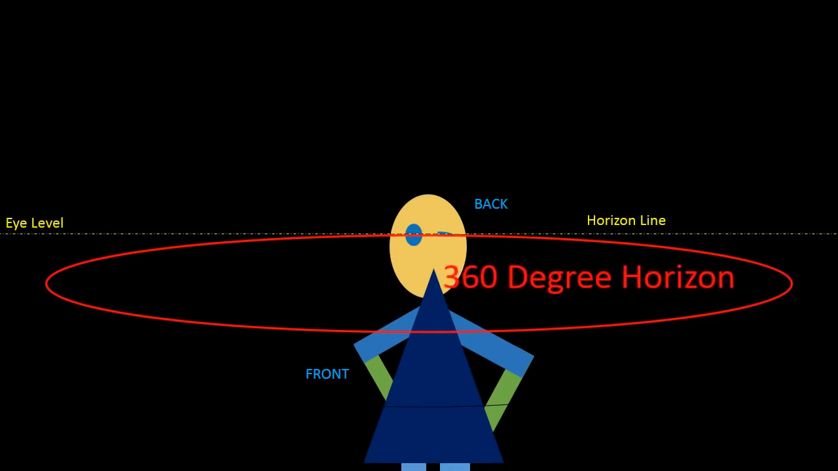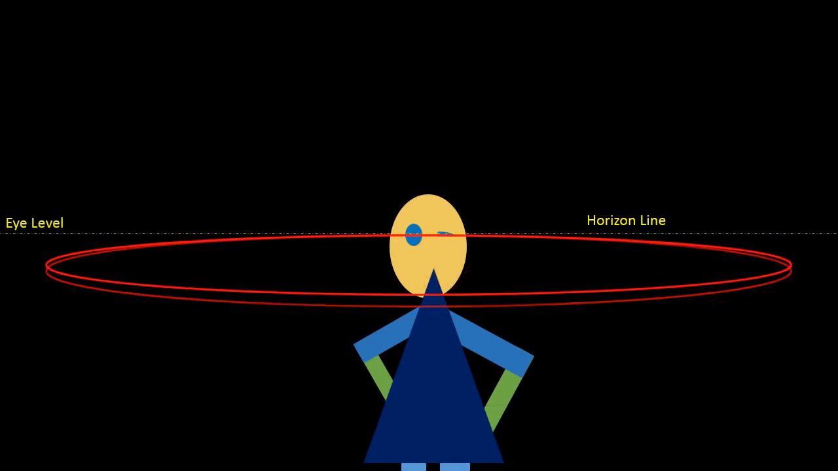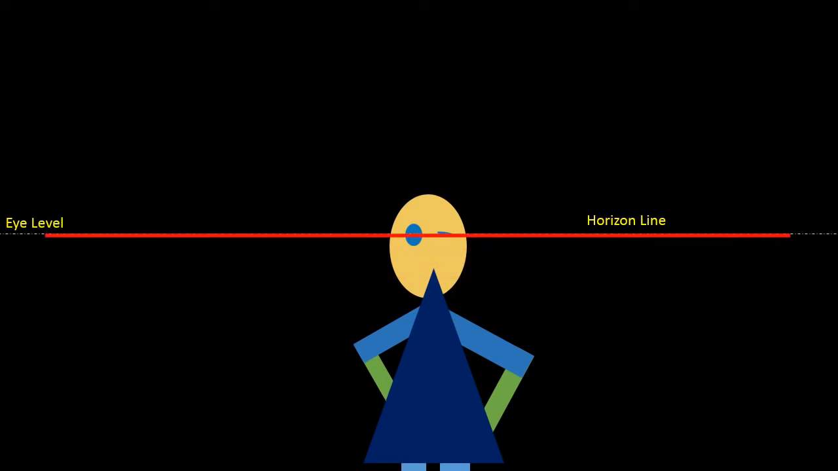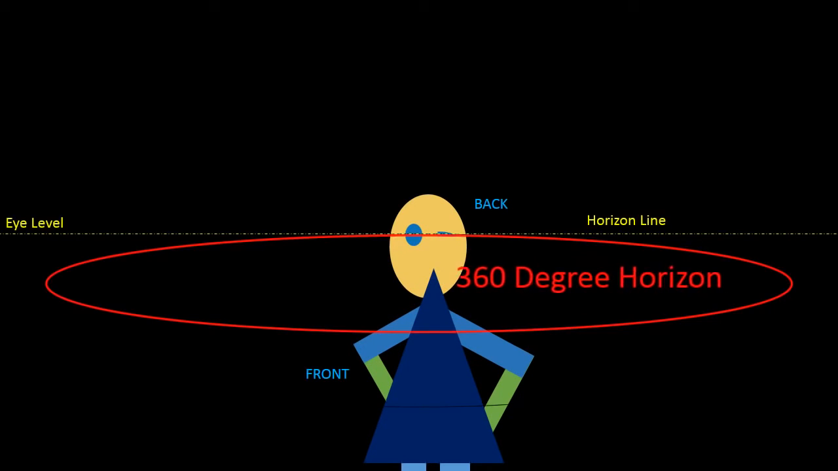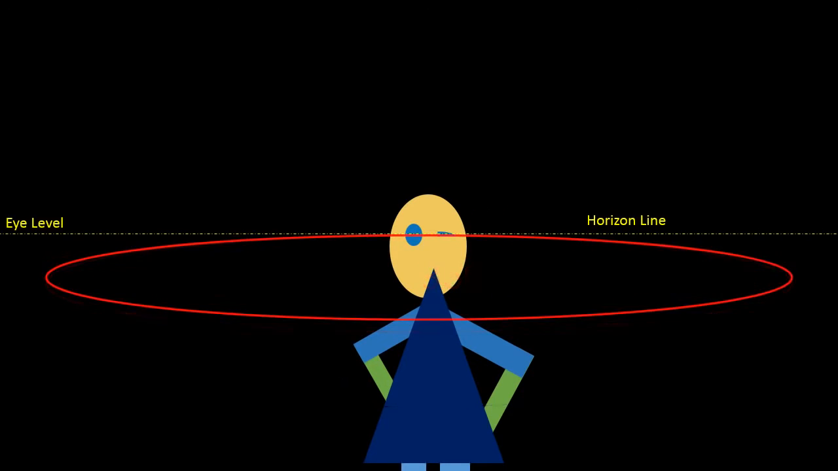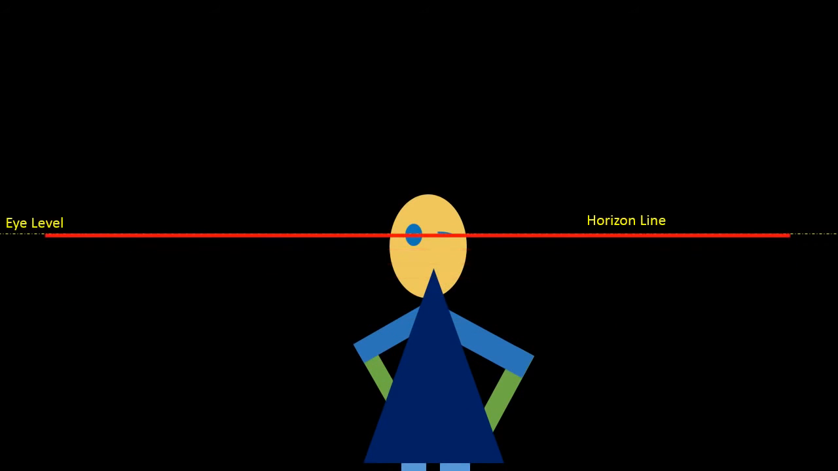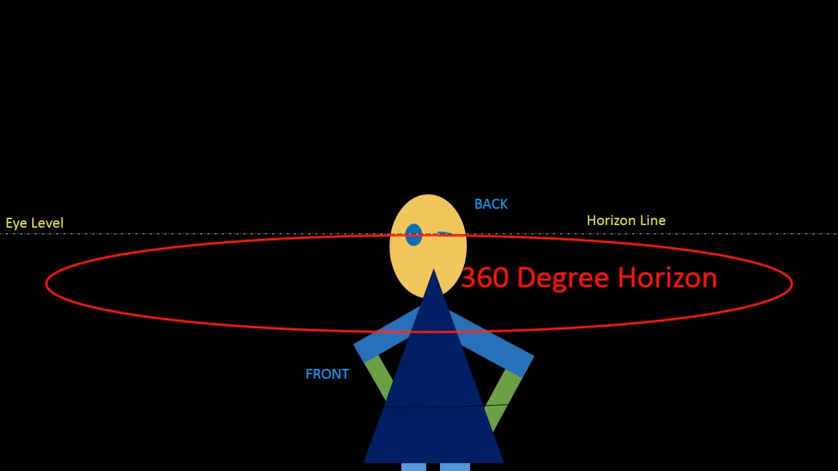Here's an illustration. Try this out for yourself. You'll need a flat circle like a hula hoop. The only way to make that 360-degree circle appear as a straight line is to position it so that it is perfectly on plane and level with your eyes. Go ahead and give it a try.